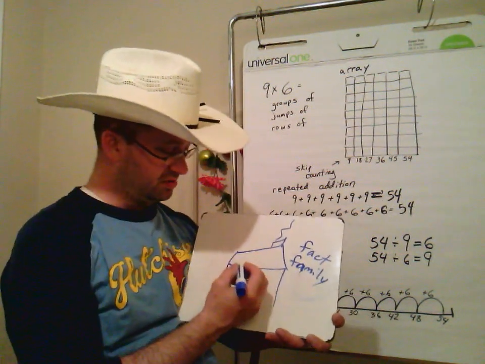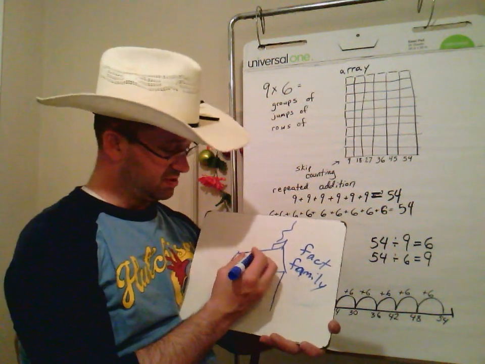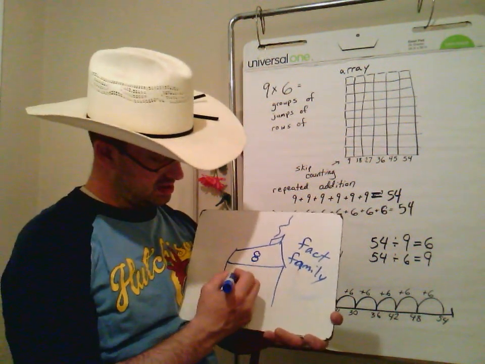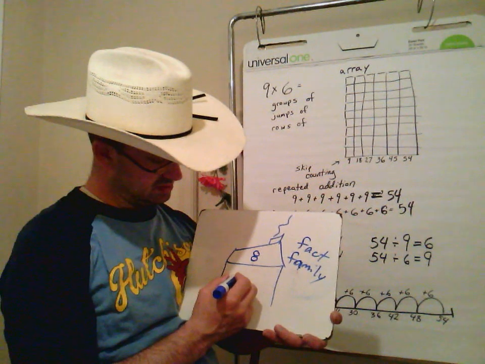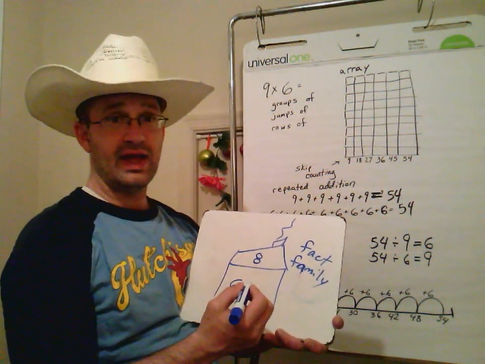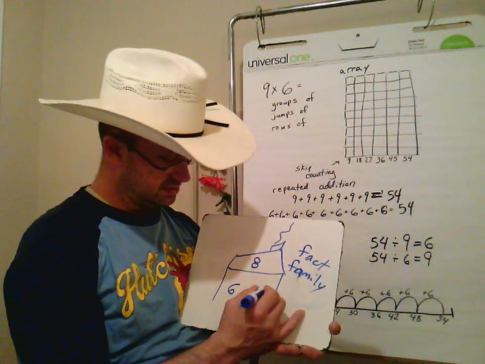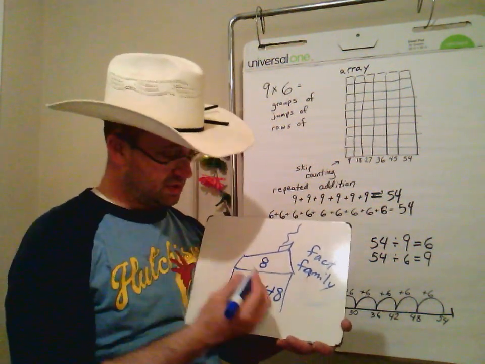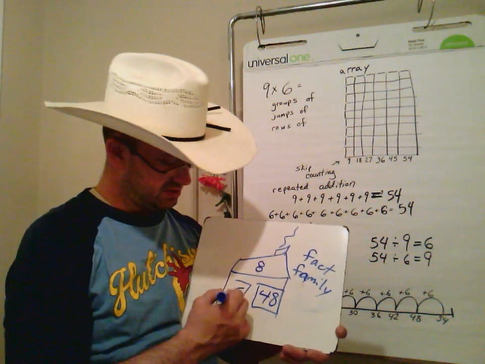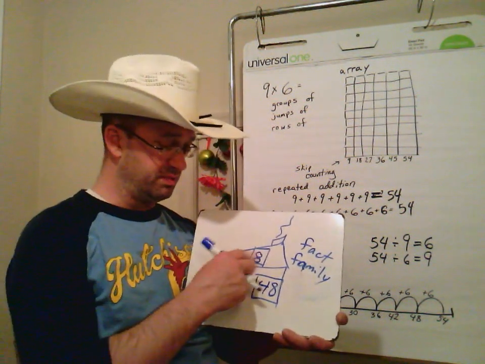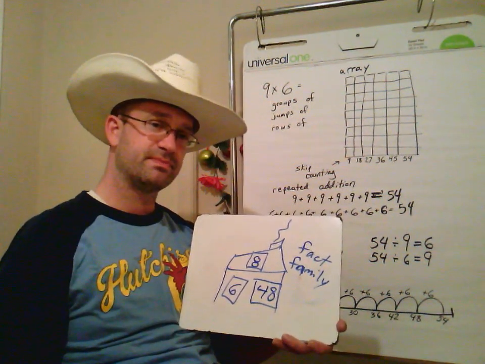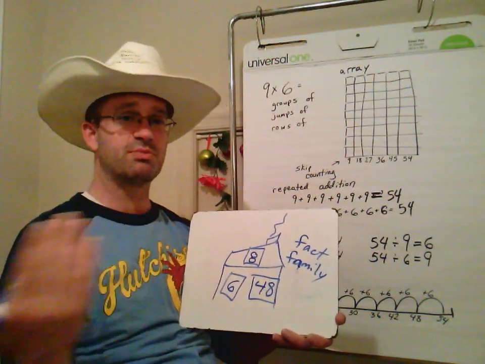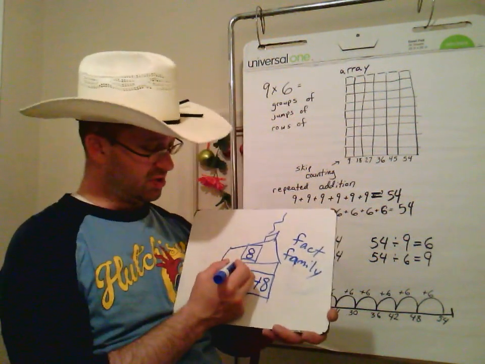So with this fact family, in our house, we have Señor Ocho and Señorita Seis and the 48. So we have 8, 6, and 48. So these are our numbers in our fact family. And what operation can we do with 8 and 6 to get to 48? Operation means addition, subtraction, multiplication, or division. Which operation will we use? Exactly. Multiplication.